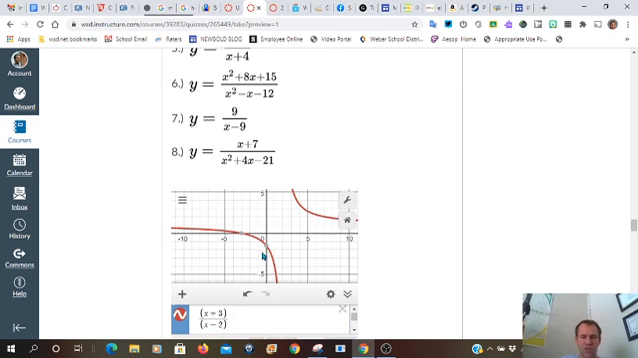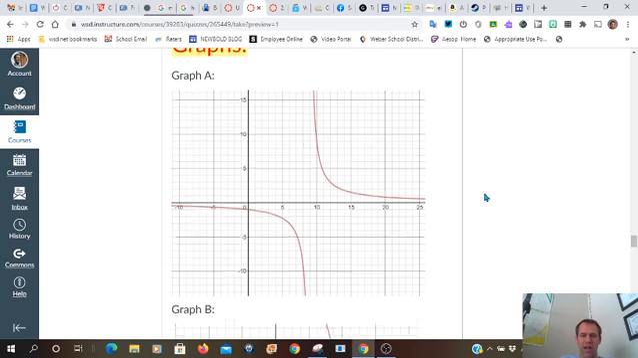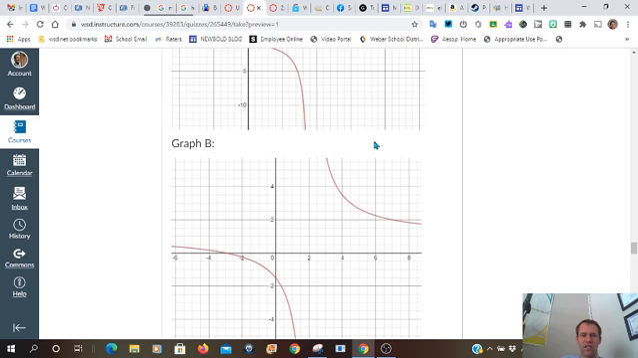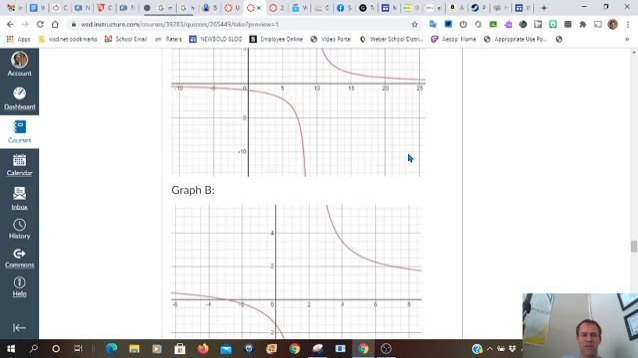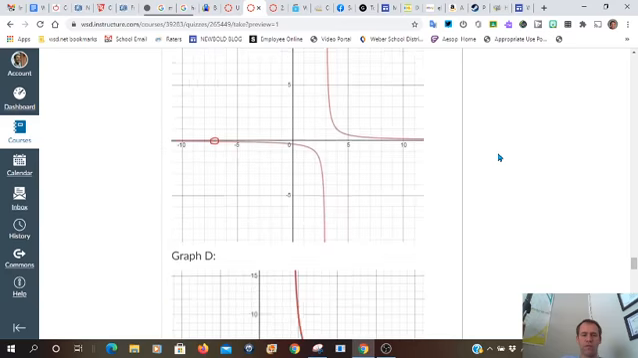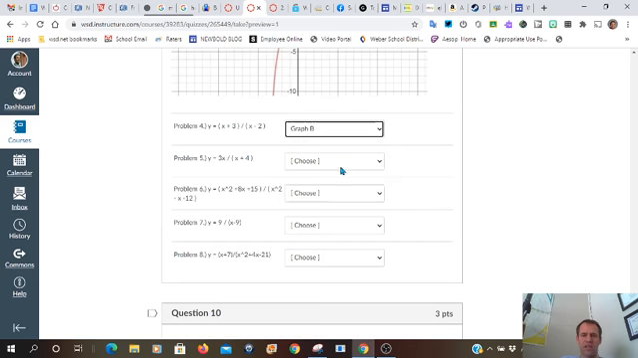So there's Desmos. So we're looking for a vertical asymptote, remember, at 2, and a horizontal looks like at about 1. Nice. So then we look through all these graphs and see where there is a vertical asymptote at 2 and a horizontal at about 1. Nice. So that's B. So I would say that problem number 4 is going to be B.